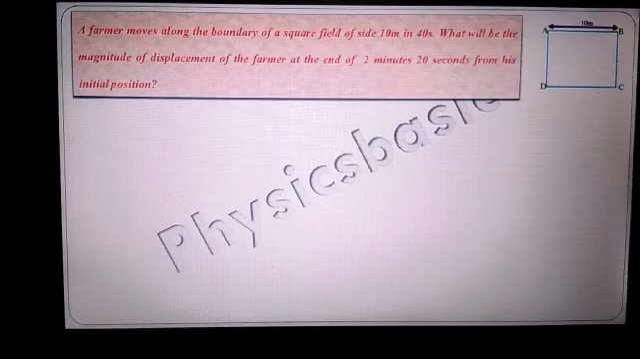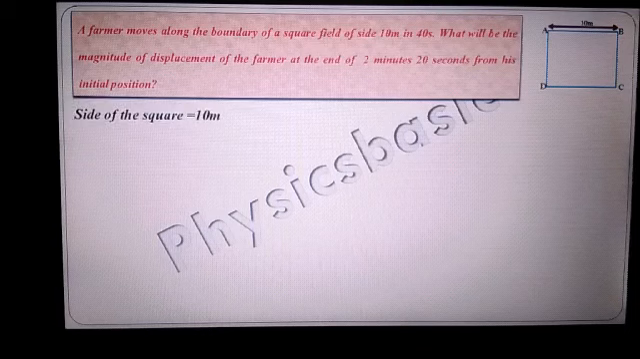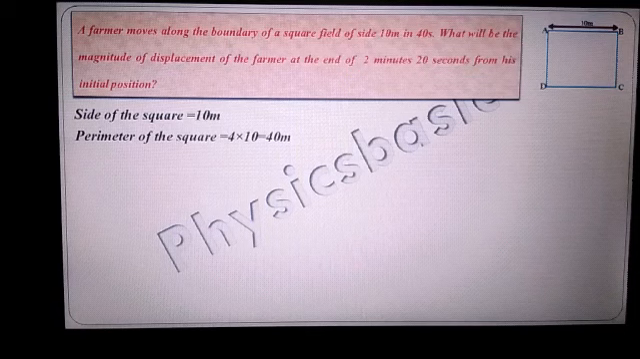Now our last example is from the NCERT book. A farmer moves along the boundary of a square field of side 10 meter in 40 seconds, meaning he completes the rotation in 40 seconds. Now what will be the magnitude of the displacement at the end of 2 minutes 20 seconds from his initial position? We are given the side of the square is 10 meter. What is the perimeter of a square? That is 4 into side, 4 into 10, 40 meter.